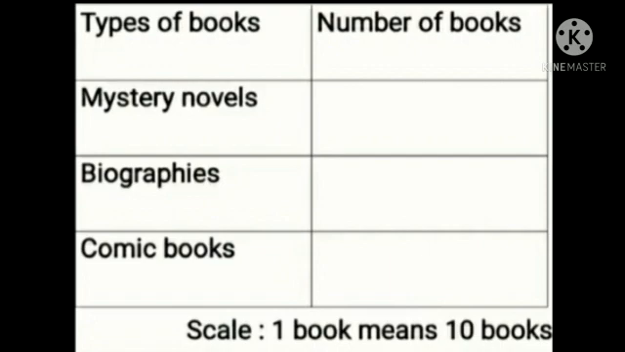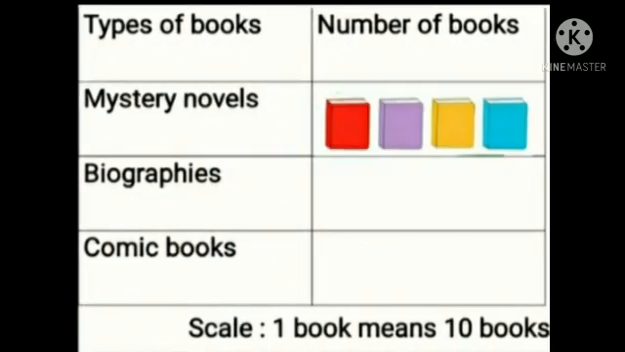On the right hand side, number of particular books. So in type of books there are mystery novels, biographies and comic books. Scale we have taken, one book means 10 books. Now mystery novels are total 40. So 40 divided by 10 gives you 4. So we will draw 4 books of picture in mystery novel.